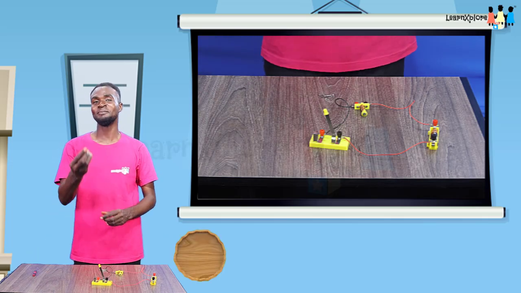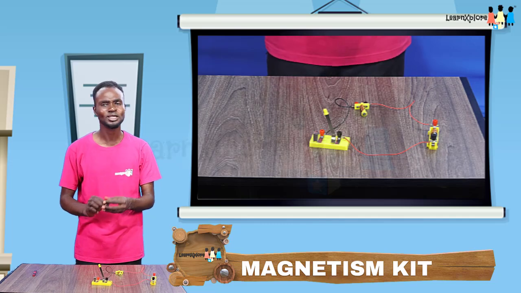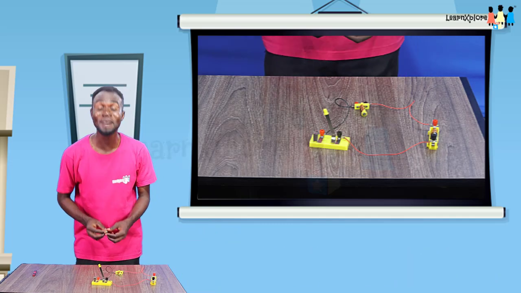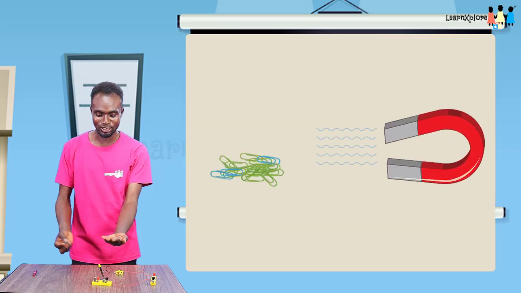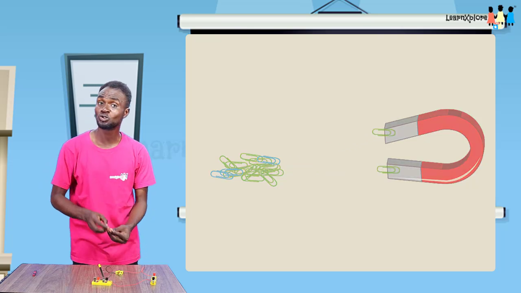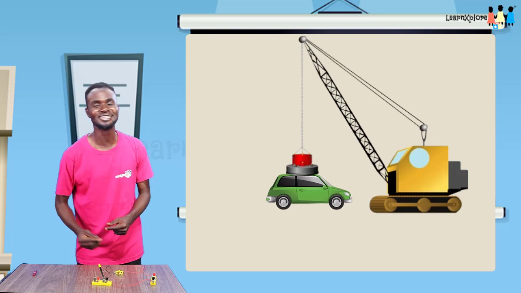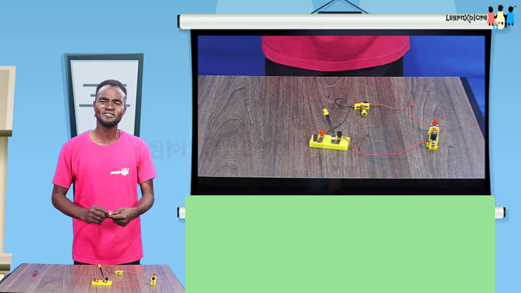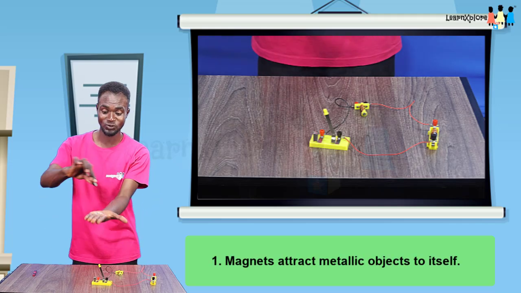Have you ever used a magnet to pick some paper clips before? Like this. Today I'd like us to learn about magnets and their properties. Magnets attract certain objects to itself, like this. They are used in the industries to lift heavy metals, while some people use them to pick certain things on the floor.